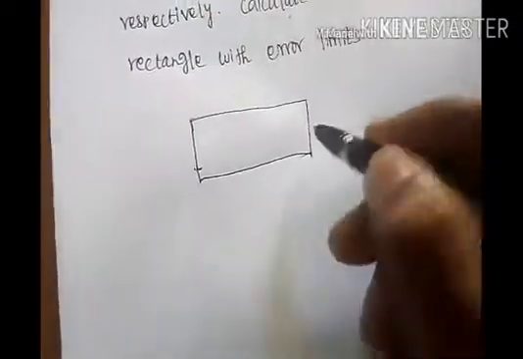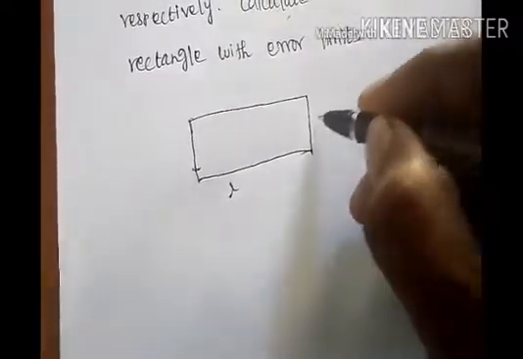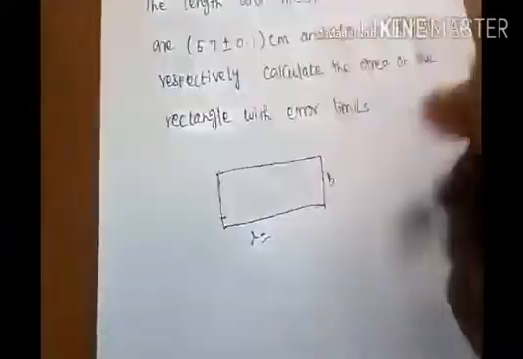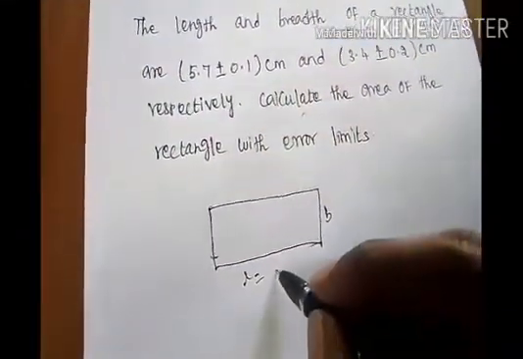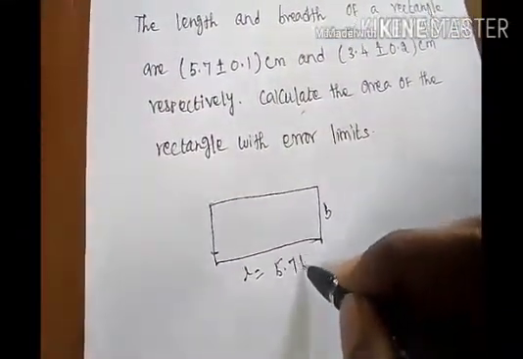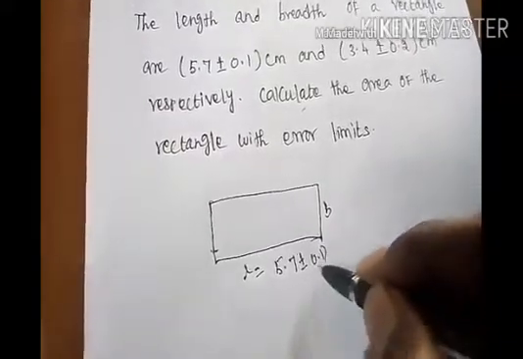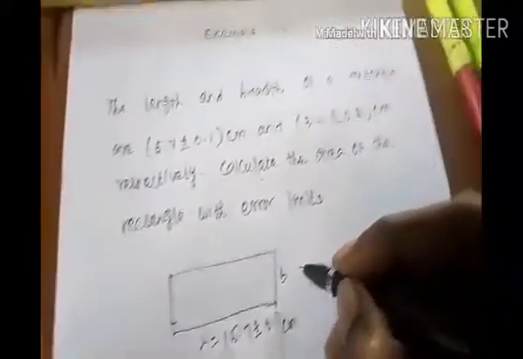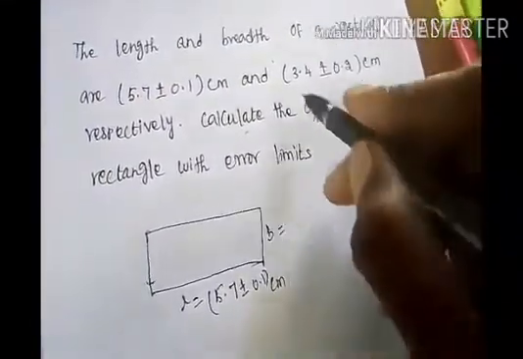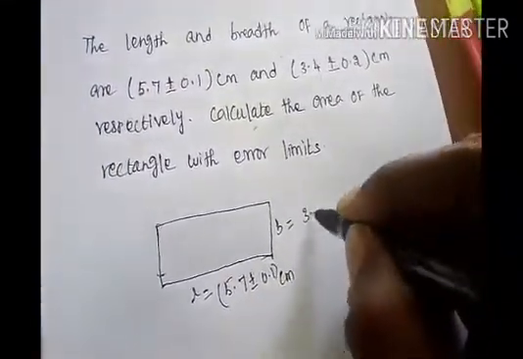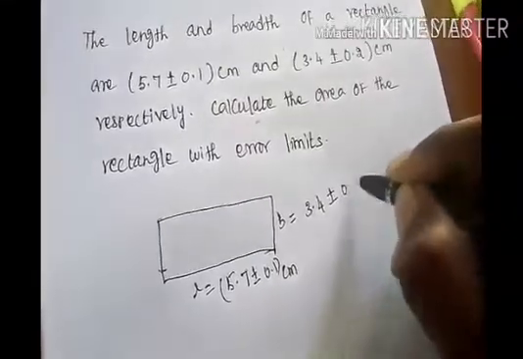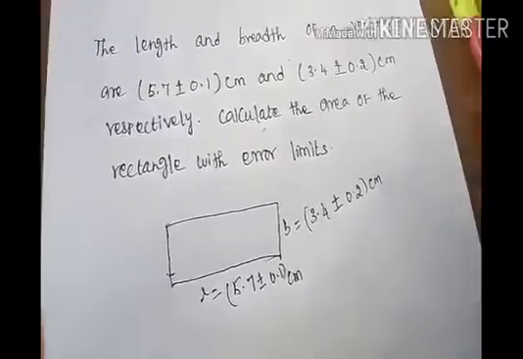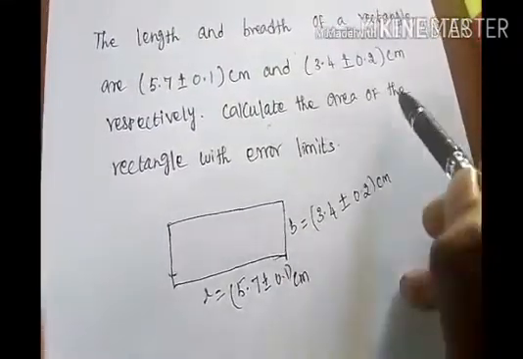So this is the rectangular shape. This is L, this is breadth. The length value is given in our question: 5.7 plus or minus 0.1 centimeter. And the breadth value is given, B equal to 3.4 plus or minus 0.2 centimeter.